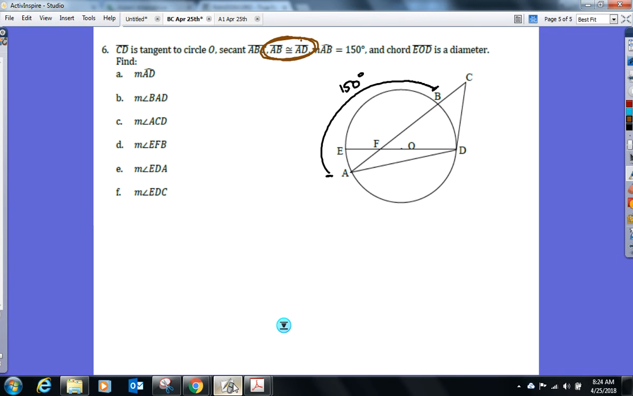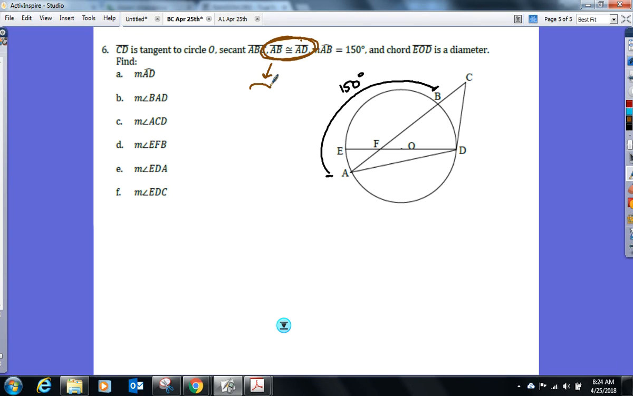Those are chords. Everyone agree? Two chords are congruent, a theorem we went over maybe day 4. If the chords are congruent, that implies what? If the chords are congruent, that implies the arcs are congruent. Yes. All right. So which arcs in particular, if AB is congruent to AD, which arcs in particular are congruent?